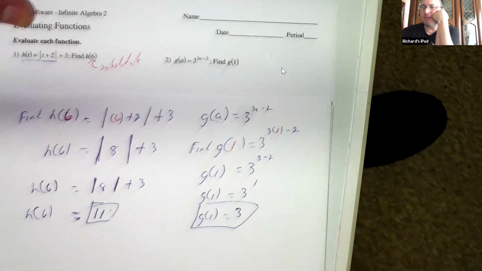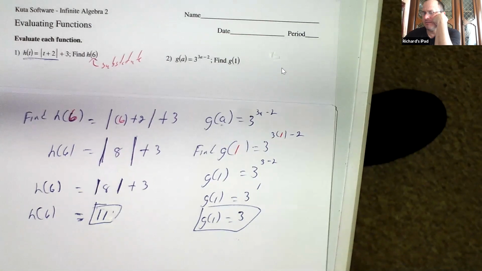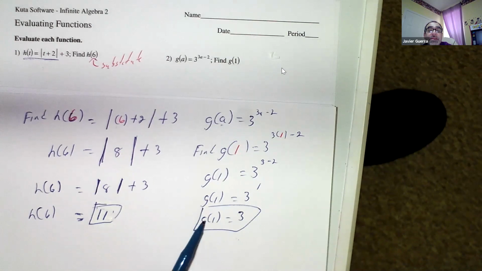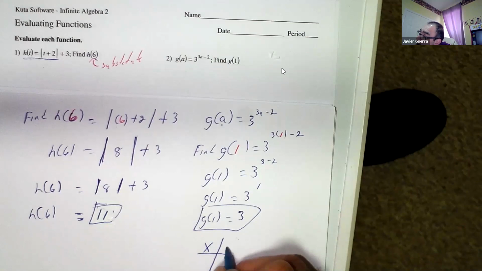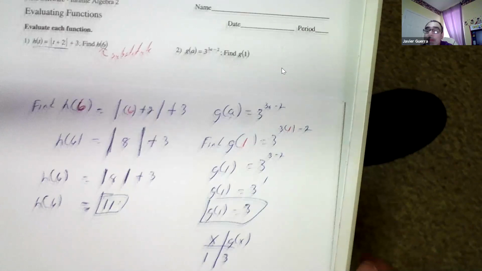Would it be okay if we just drop that 1 on the left-hand side, or does it have to still remain there? It has to remain there because this is the result when you substitute the 1. It's equivalent to if we were to do the t-table. This would be the 1, and that would be the 3. If you were to graph it, your X is that, and your result is the Y.